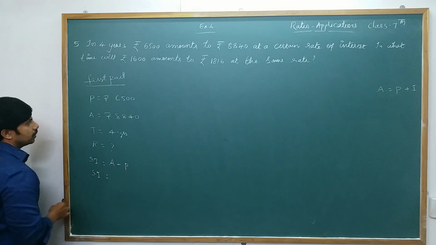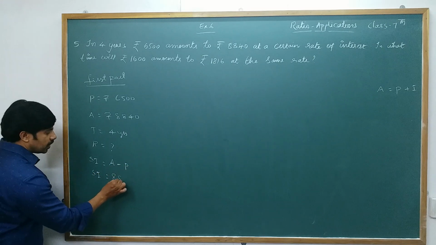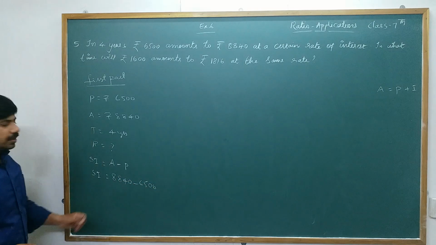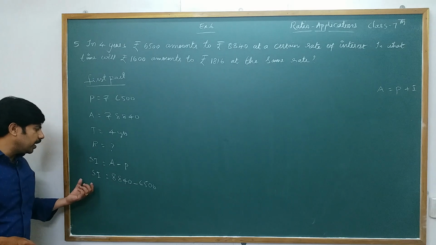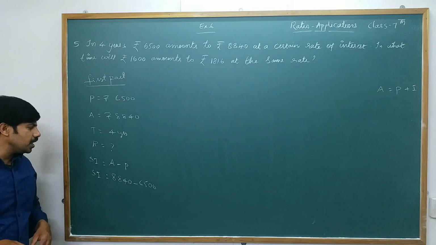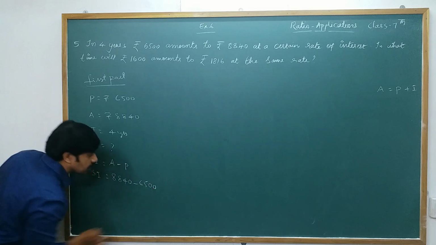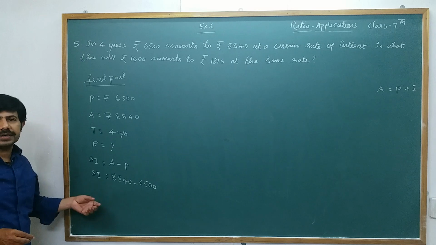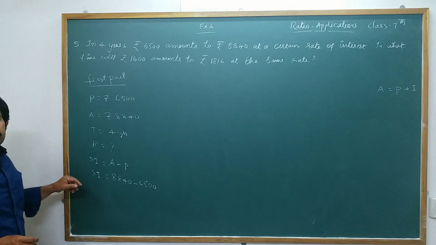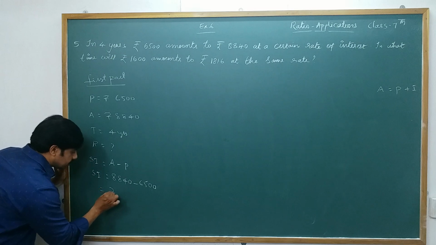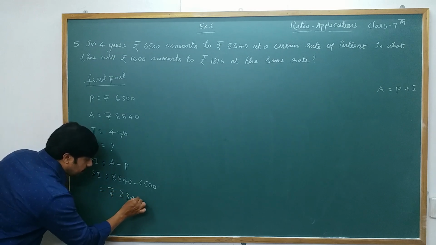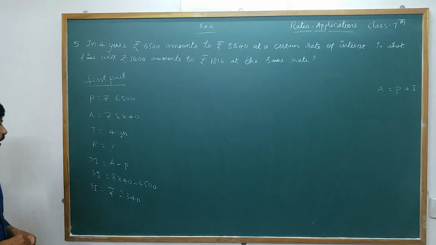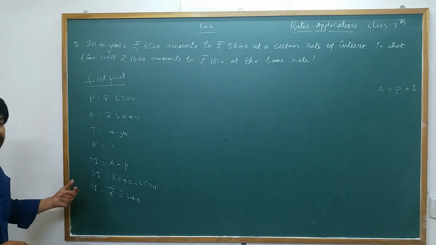So what is the amount? 8,840 minus 6,500. Now we subtract these two, and we get 2,340. So 2,340 is SI, right? Now we have SI. Now we'll find out the rate of interest.